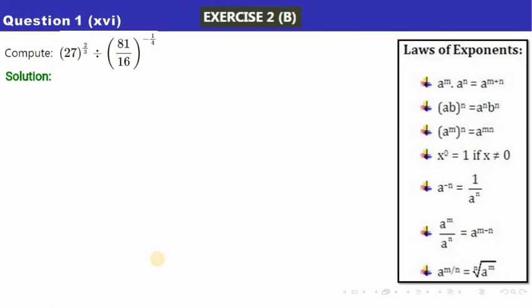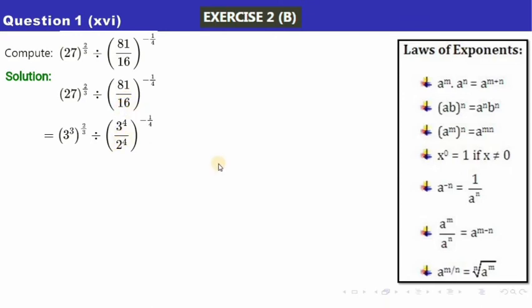Okay, so let's take the last question for the day. Question says compute this. See, the rule is same. I am not going to explain much. 27, when you factorize it, you get 3 cube. 81, when you factorize it, you get 3 to the power 4. You have seen this in the earlier question also. And similarly 16, when you factorize it, you get 2 to the power 4.